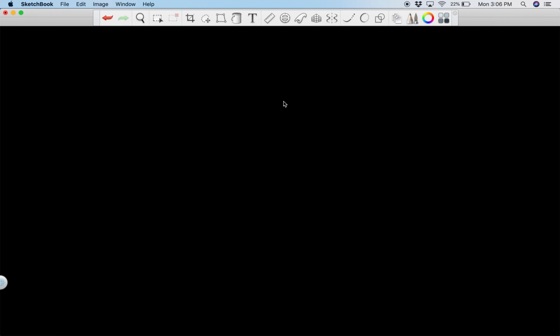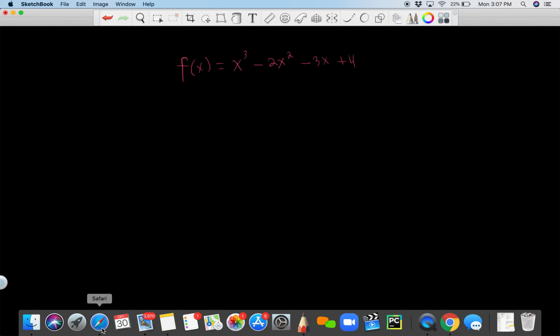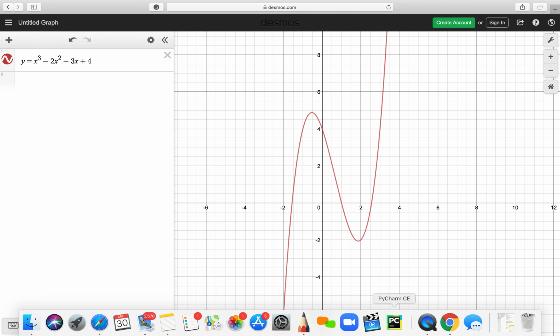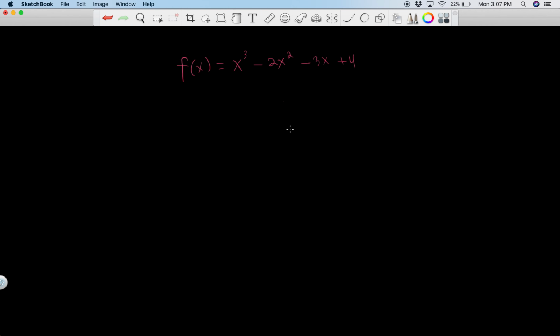All right, so the function we had was f of x is equal to x to the third minus 2x squared minus 3x plus 4, I believe. Let's double check really quickly. Yep. Okay. And we want to figure out where this graph is concave up and concave down mathematically. So let's write that out. I'll do concave up on the left side.